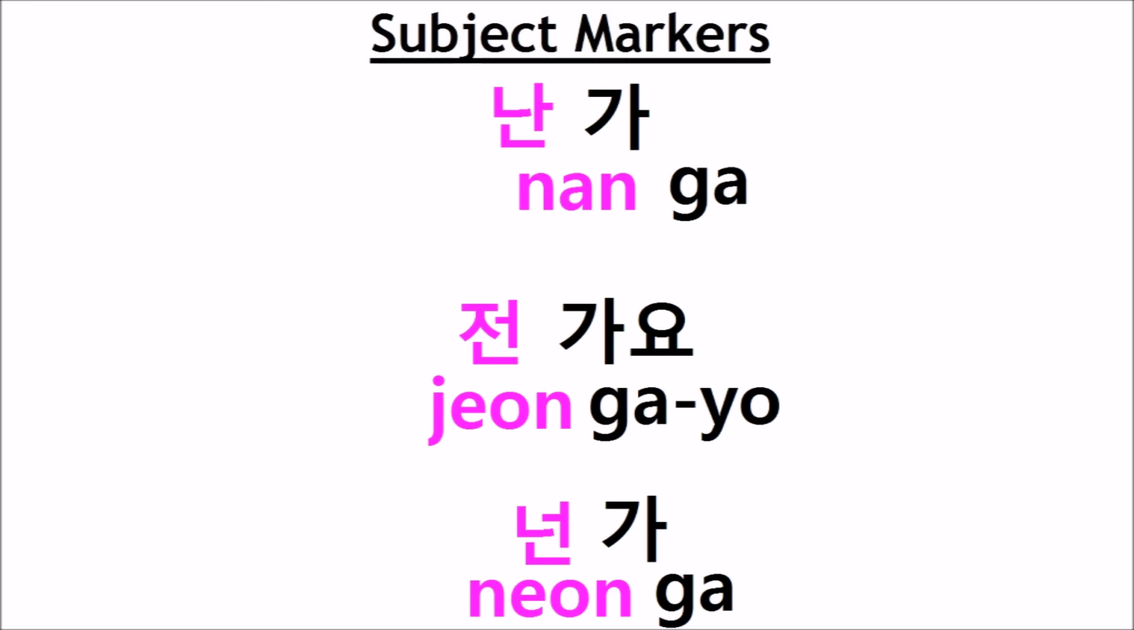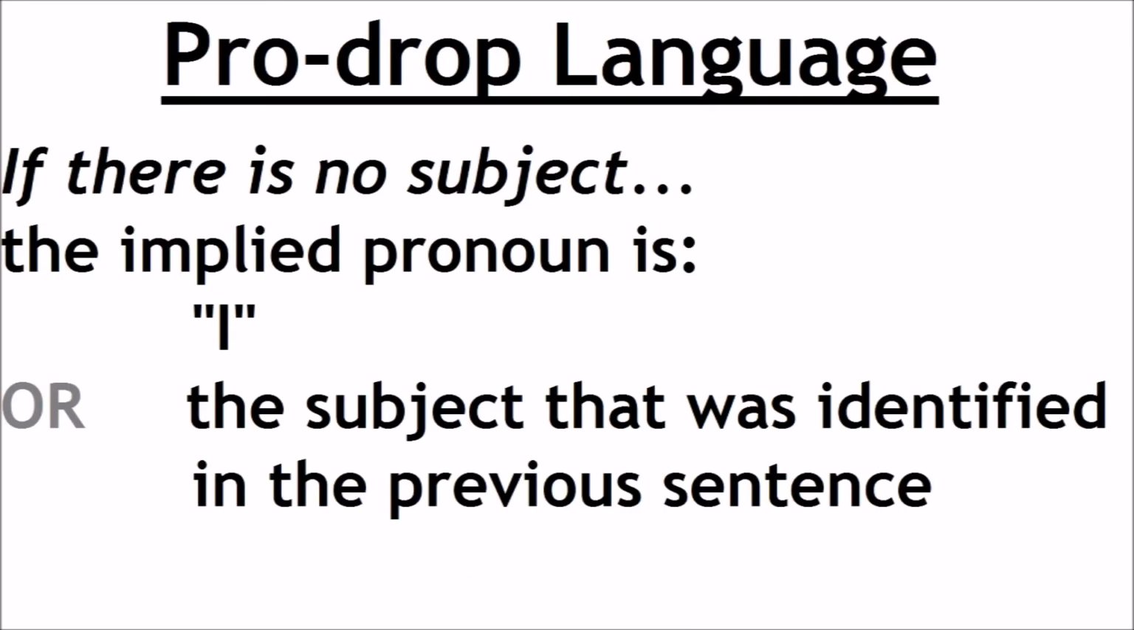Remember as well, Korean is a pronoun drop language. If you see a verb all by itself, the implied subject is I, or whatever subject was used in the previous sentence.